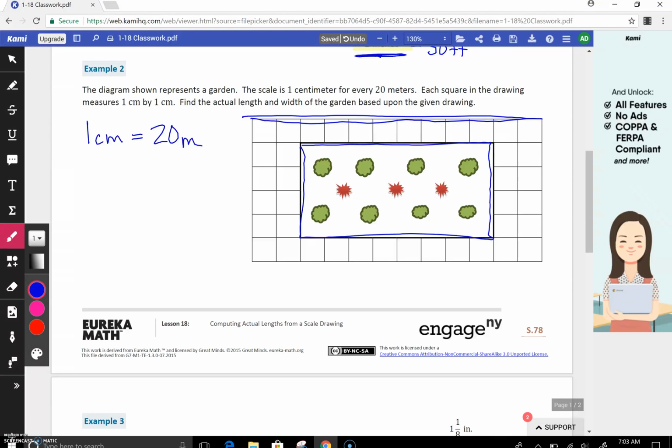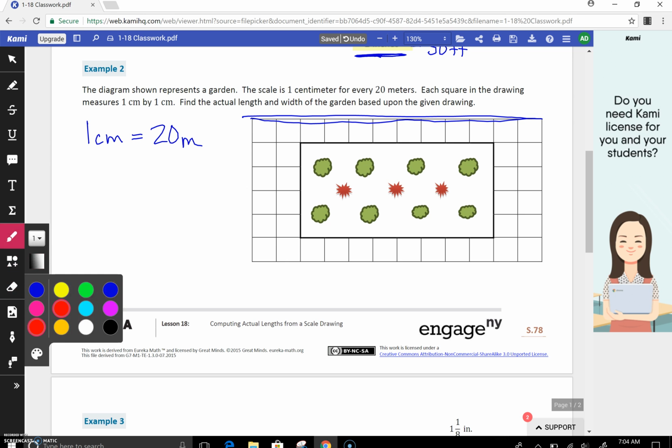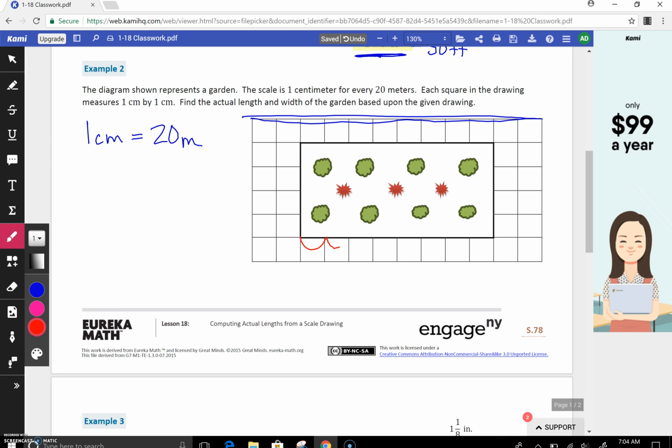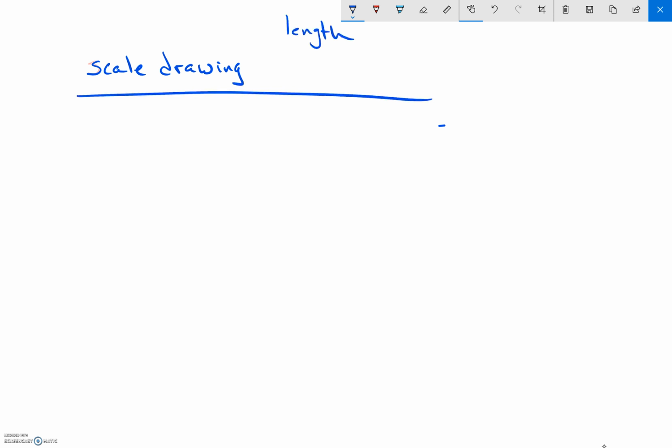So let's count up, first of all, how many centimeters the length is. Here's the length of our garden. 1, 2, 3, 4, 5, 6, 7, 8. I'm going to use a different piece of paper, a different slide. Remember, you can write this anywhere. We have a length of our garden in the scale drawing. Is 8 centimeters.